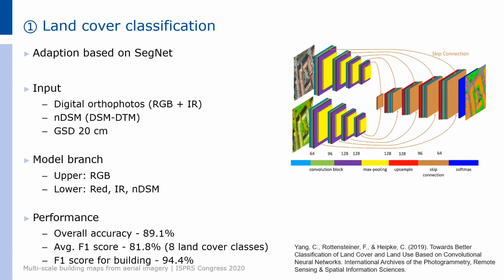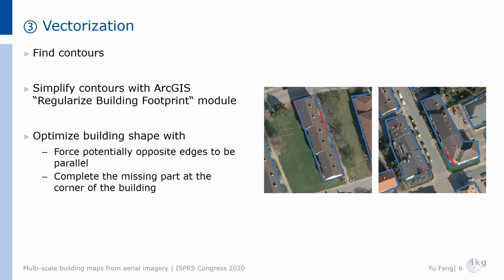The upper branch is the RGB channels, and the lower branch is the red, infrared, and normalized digital surface model. The performance of the 8-class land cover classification has achieved an overall accuracy of 89%, and the average F1 score 81%. As for the building, the F1 score is 94%.